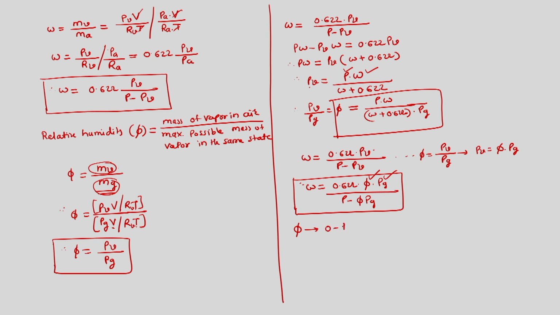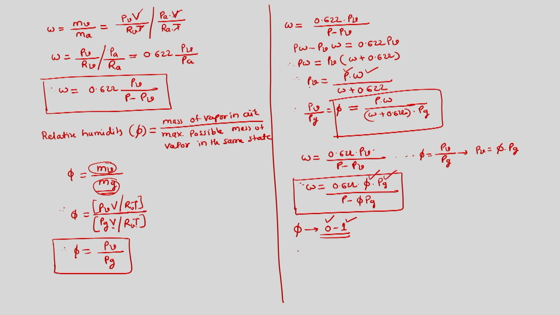Relative humidity phi can vary from 0 to 1, where 0 represents completely dry air and 1 represents fully saturated vapor or completely humid air. So after relative humidity of 1, we cannot accommodate any more mass of vapor in the air.